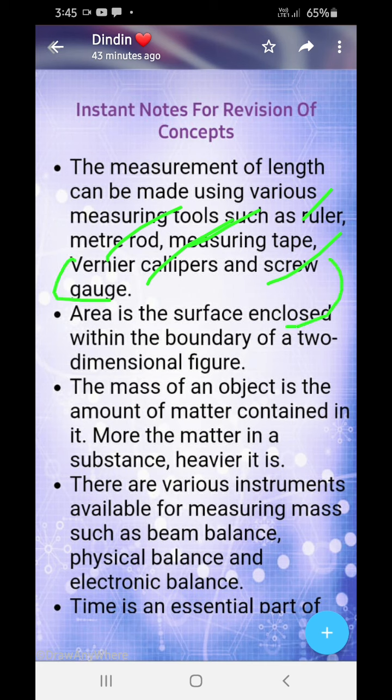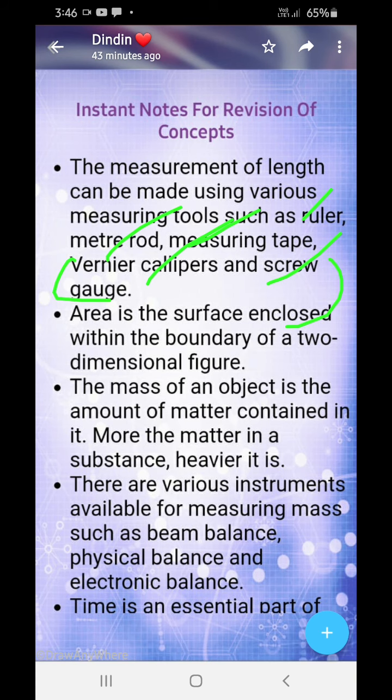The area is the surface enclosed within the boundary of two-dimensional figures. The mass of an object is the amount of matter contained in it. The more the mass of the substance, the heavier it is. There are various instruments available for measuring mass such as beam balance, physical balance, and electronic balance.